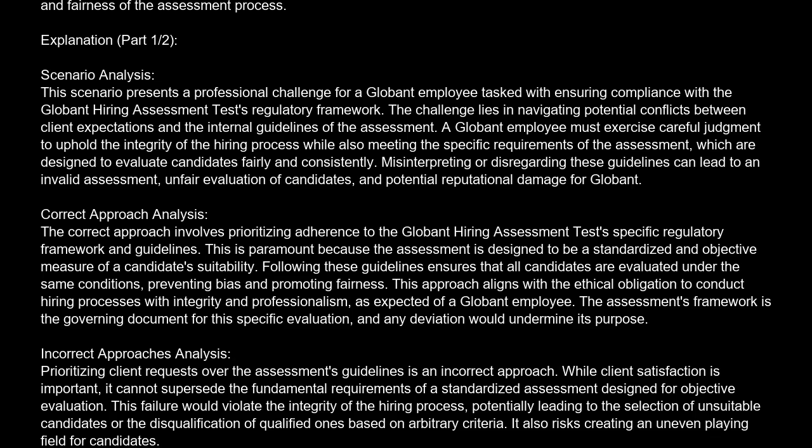The correct answer is A. Strict adherence to the Globant hiring assessment test's regulatory framework and guidelines, prioritizing the integrity and fairness of the assessment process. Explanation. Scenario analysis. This scenario presents a professional challenge for a Globant employee tasked with ensuring compliance with the Globant hiring assessment test's regulatory framework. The challenge lies in navigating potential conflicts between client expectations and the internal guidelines of the assessment.